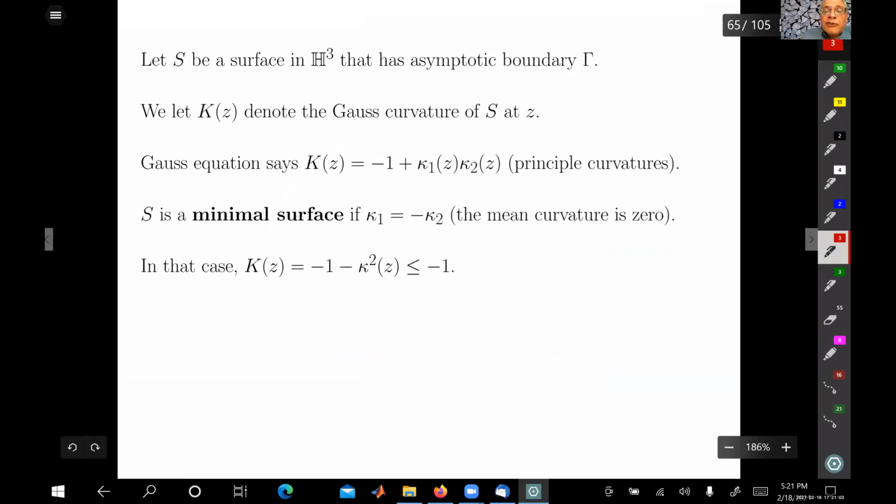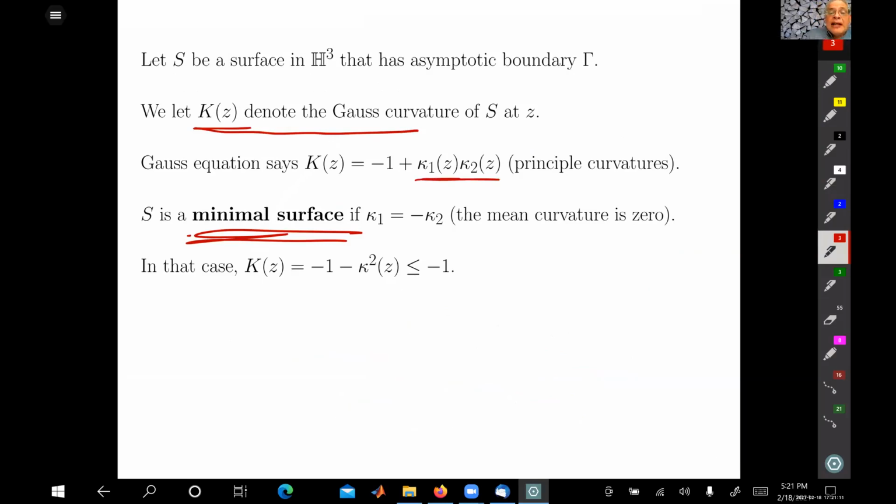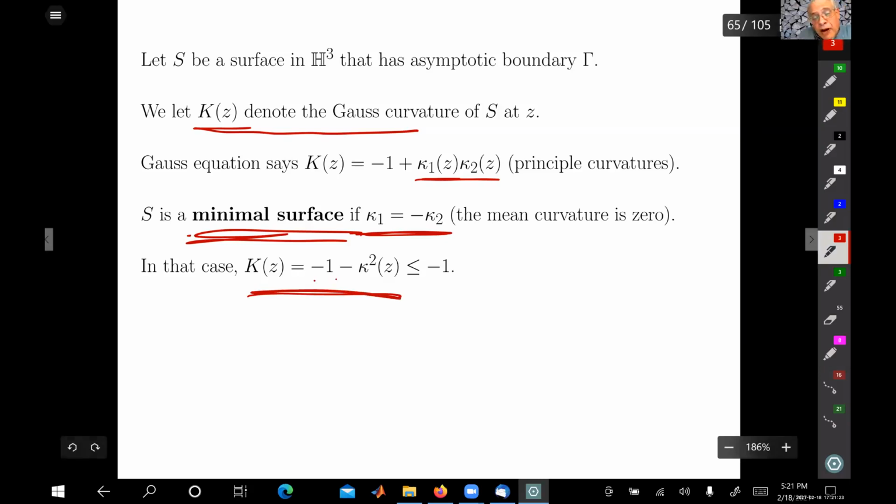Okay, so just as a really quick review, capital K will denote Gauss curvature. Kappa 1 and kappa 2 will be the principal curvatures of a surface. If they are equal but opposite in sign, that means we have mean curvature 0 and we have a minimal surface. In that case, the Gauss curvature is -1 minus kappa squared.